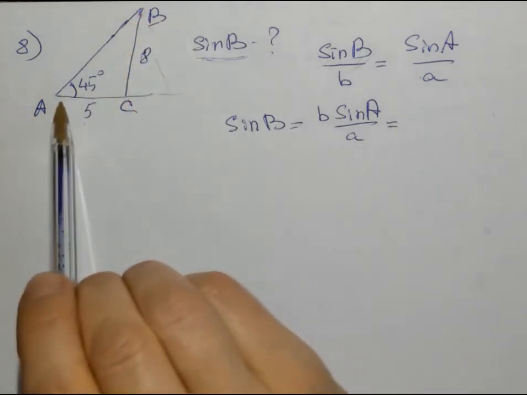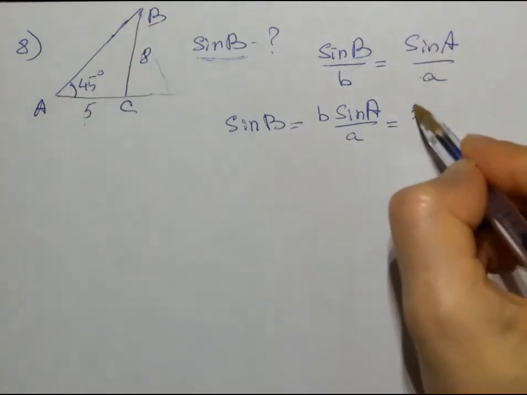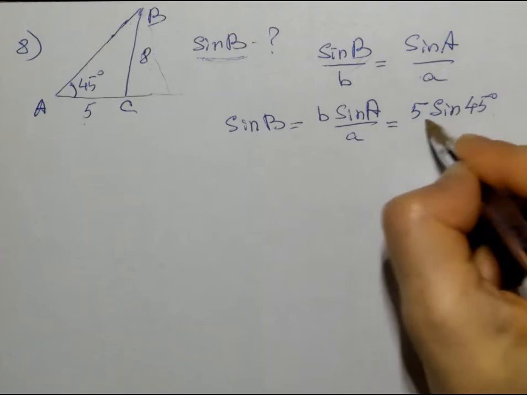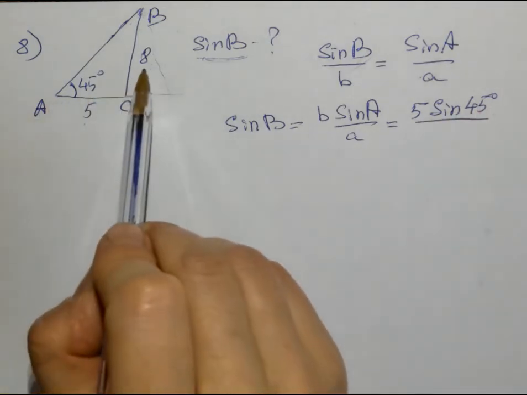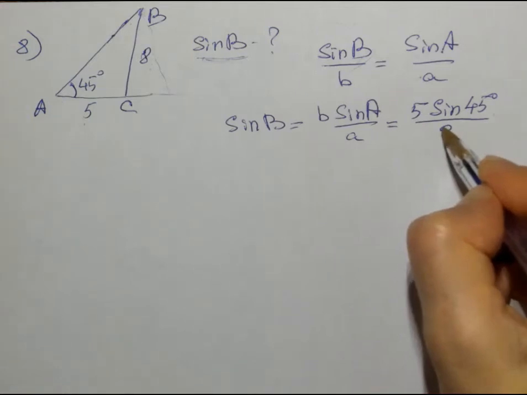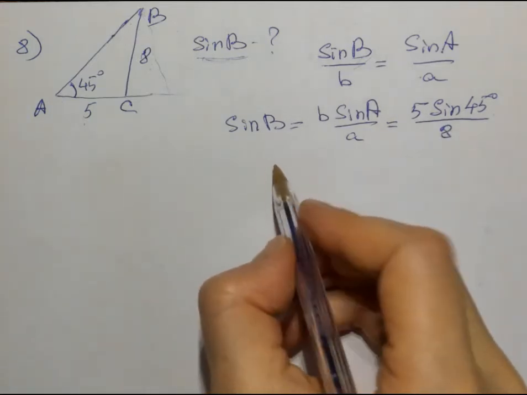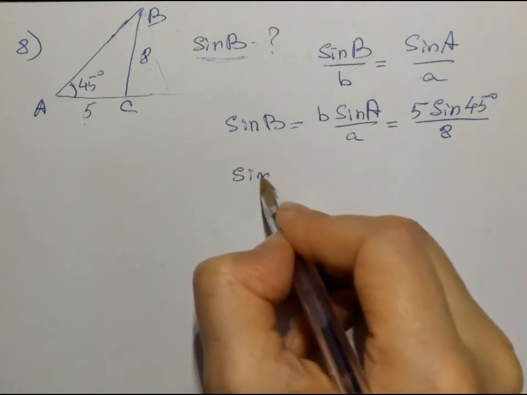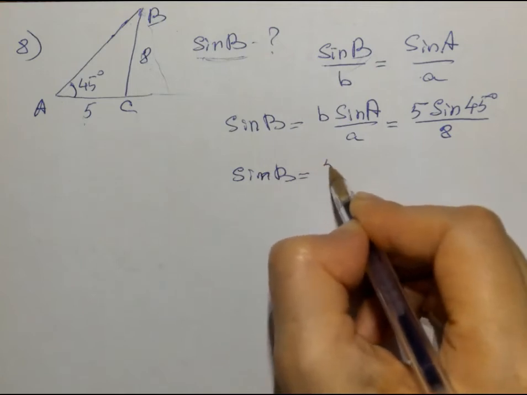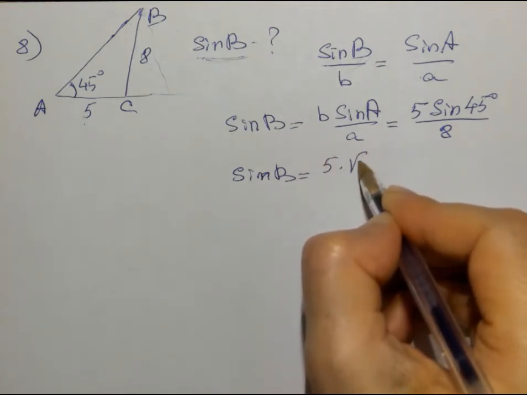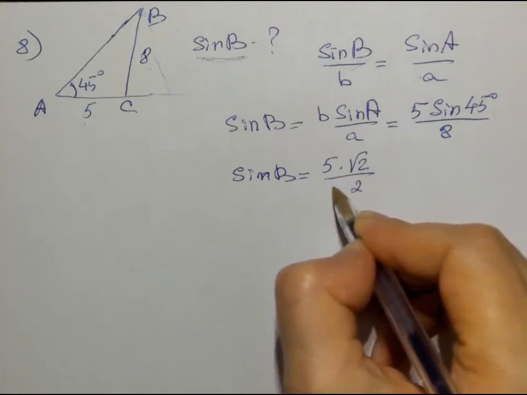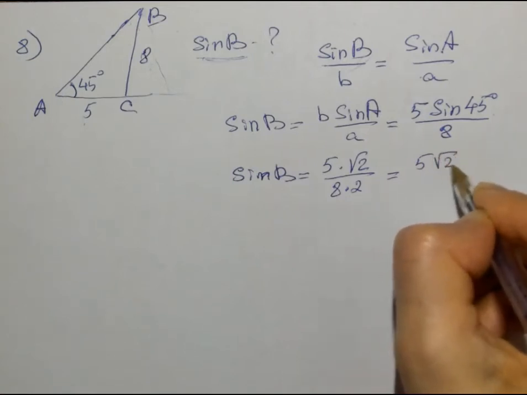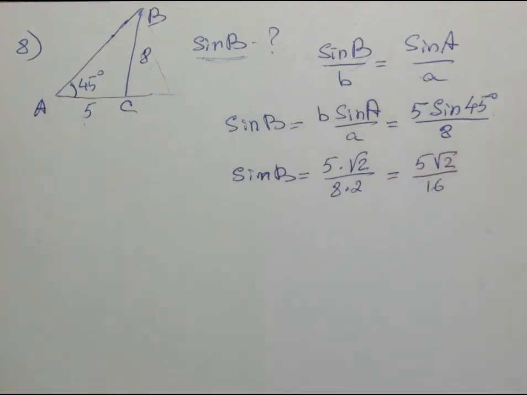b is the side that is opposite to the angle B. That is 5 times sine of 45 degrees, divided by a. a is the side opposite to the angle A, which is 8. Sine of 45 is square root of 2 over 2. So sine B equals 5 times square root of 2 over 2, and 8 is also in the denominator, or 5 square root of 2 over 16.